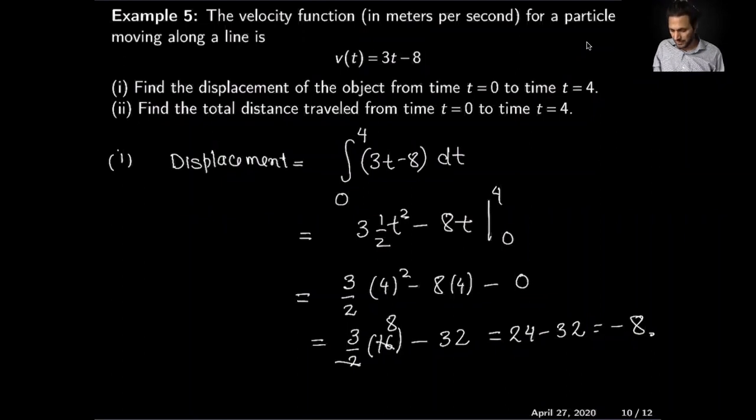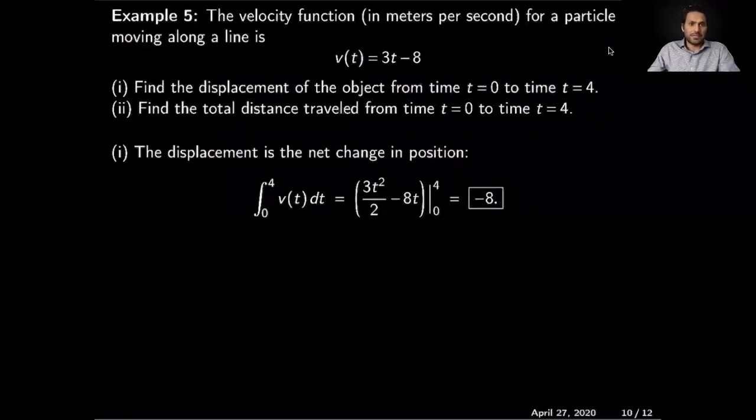So if you plug the upper limit, it's 3/2 times 4 squared minus 8 times 4, minus, if you plug 0, everything is 0. And 4 squared is 16. 16 multiplied by 3/2 gives you 24, and 8 times 4 is 32, so the definite integral is -8. So the total displacement of the object is -8. It means the object is going in the forward direction and coming in the backward direction. So that's why you have the negative displacement in the function.